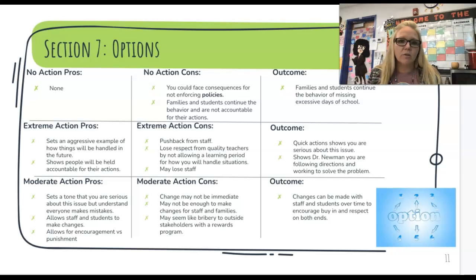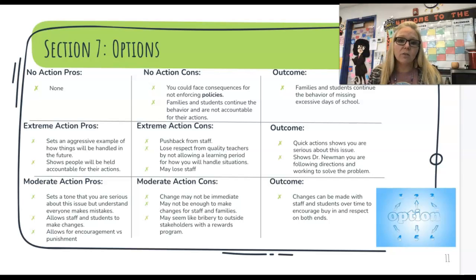Extreme action, pros are you set an aggressive example of how things will be handled in the future, shows people will be held accountable for their actions. Extreme action cons, pushback from staff, you may lose respect from quality teachers by not allowing some sort of a grace period, and then you may lose staff. Outcome, quick action shows you're serious about this issue, shows Dr. Newman that you are following his directions and working to solve the problem.